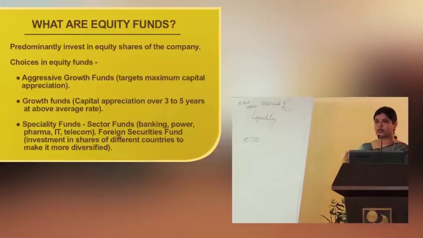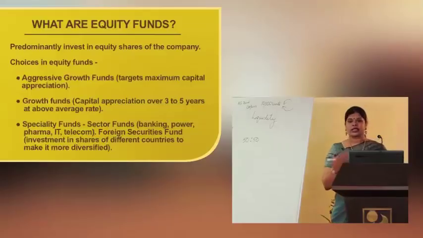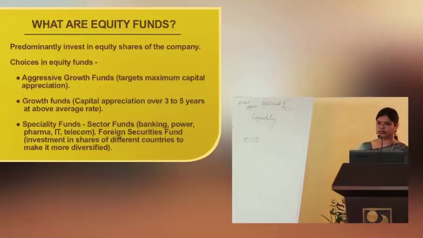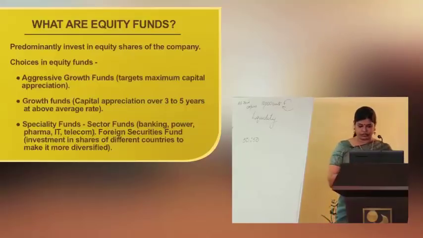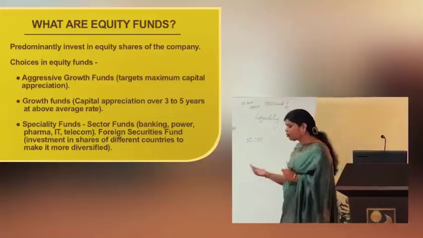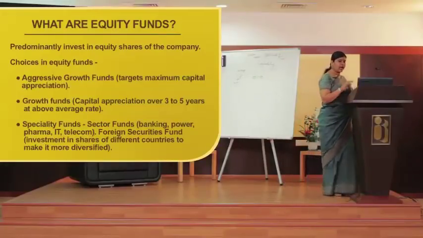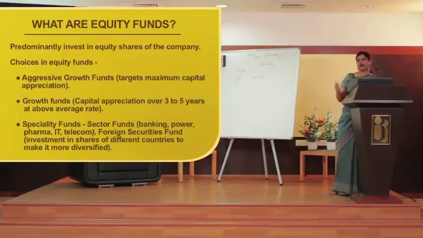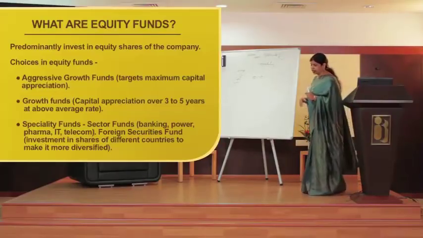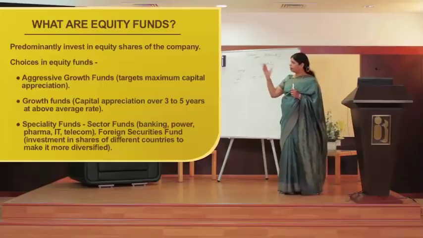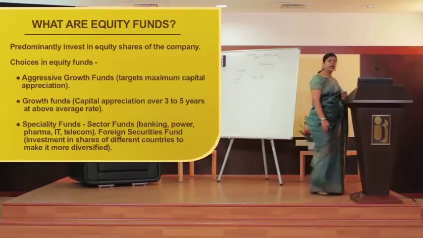The small cap companies where the volatility is pretty high, such funds are called aggressive growth funds, right? Then comes the growth fund, where I am looking out for capital appreciation over 3 to 5 years. Rather than having spontaneous returns, I am ready to wait for 3 to 5 years to get a good appreciation from my equity investment. For them, the best investment will be growth funds.